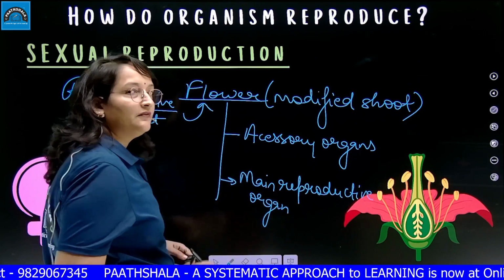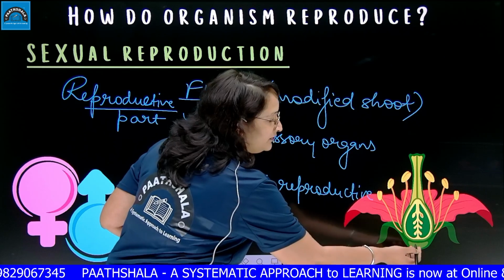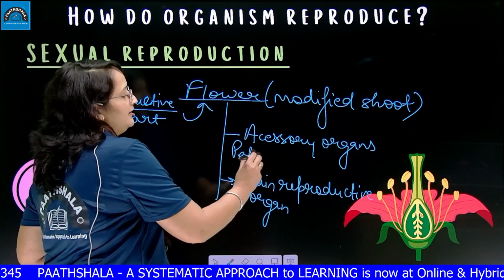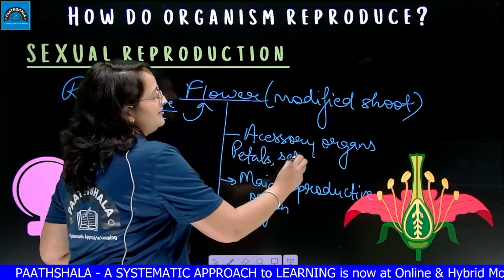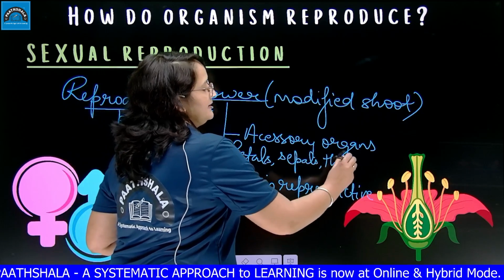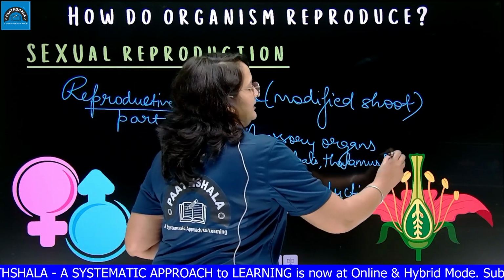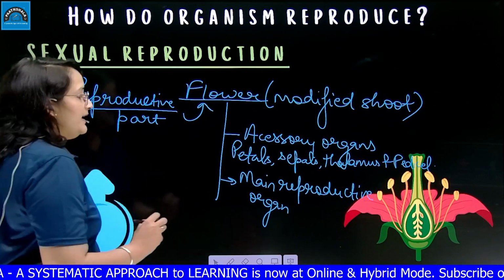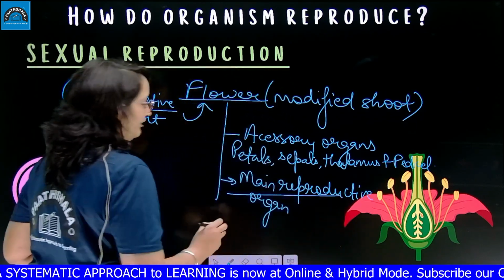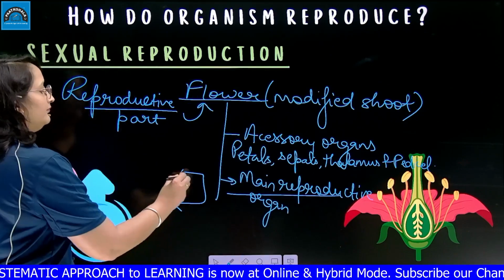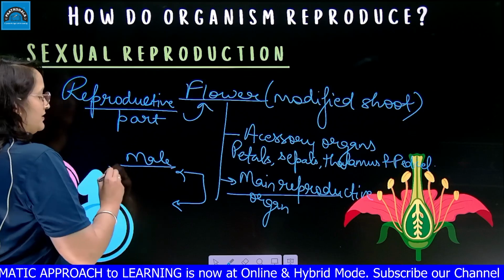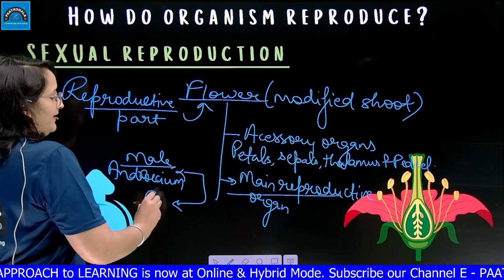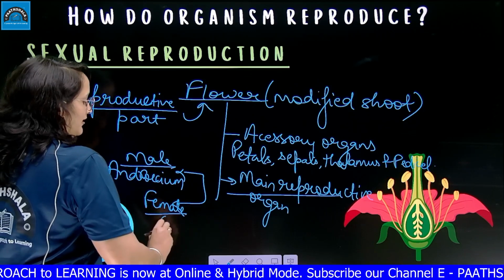In accessory organs, what do we include? We include the pedicel, the thalamus, the sepals, and the petals. So we will mention petals, sepals, thalamus, and pedicel, which are the parts of the flower. They are all accessory organs. And the main reproductive organ of the flower is the male reproductive part, which is called the androecium, and the female reproductive part, which is called the gynoecium.